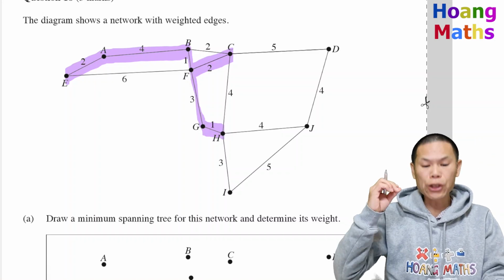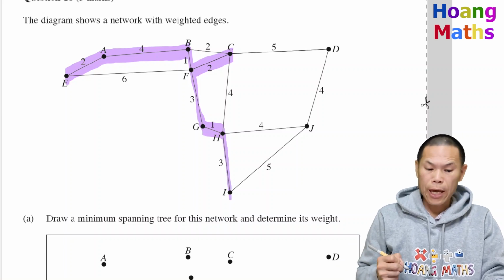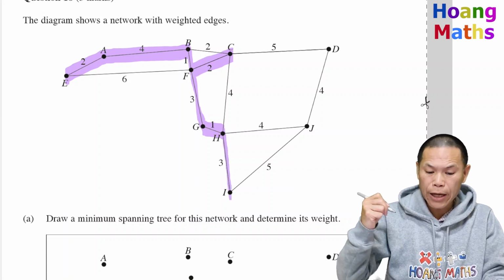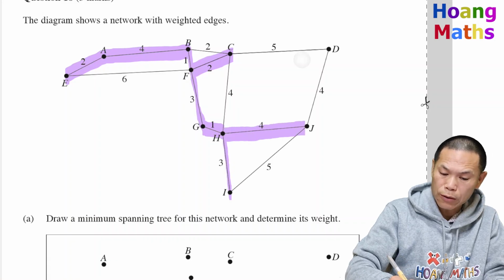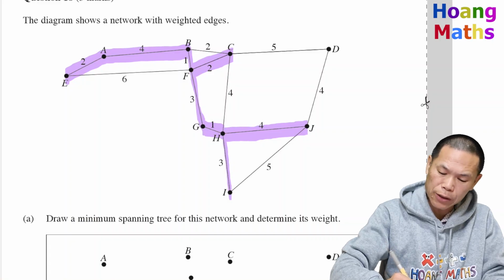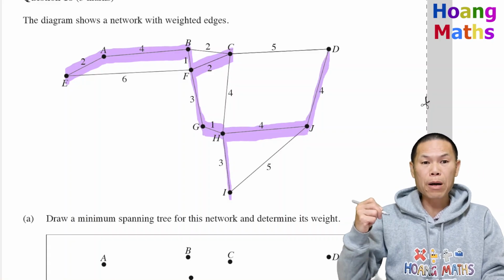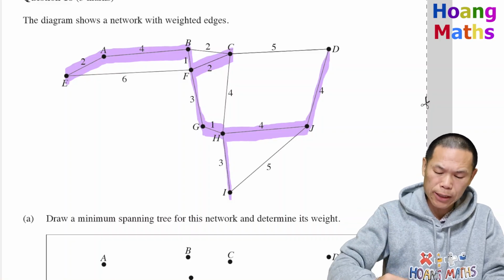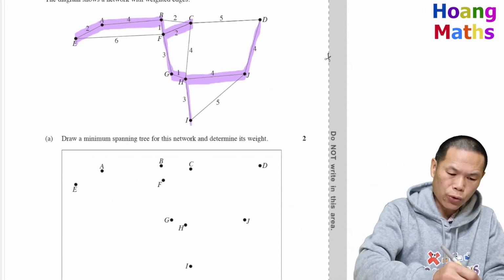Then from H, we can go to I. That's the next smallest value. And then from H, we can go to J because 4 is the smallest value so far. And then from J, the next smallest value is 4. So that's it. That is the minimum spanning tree. So let me just trace this underneath here. Let me just draw it out.